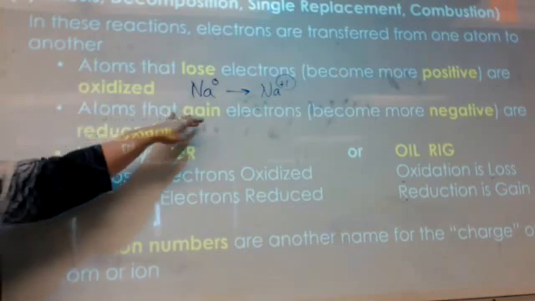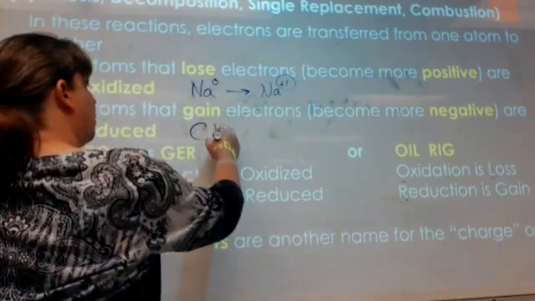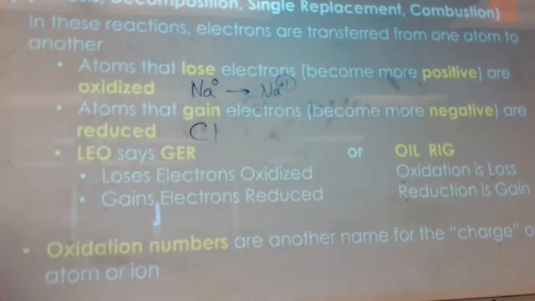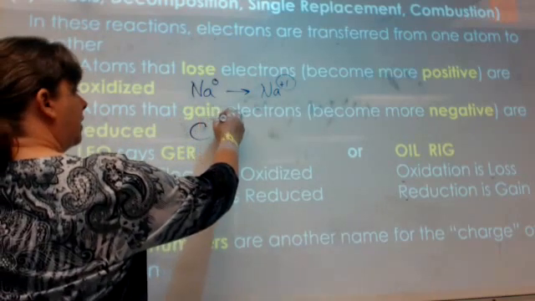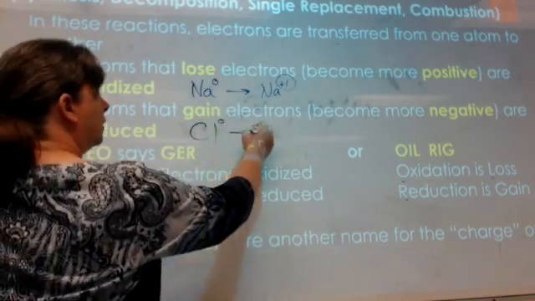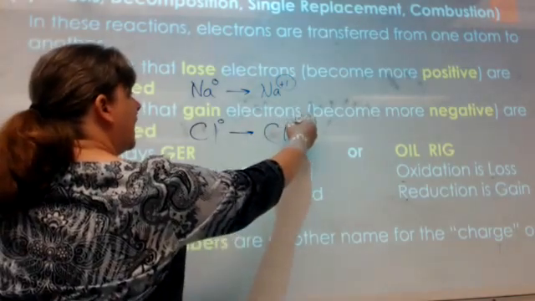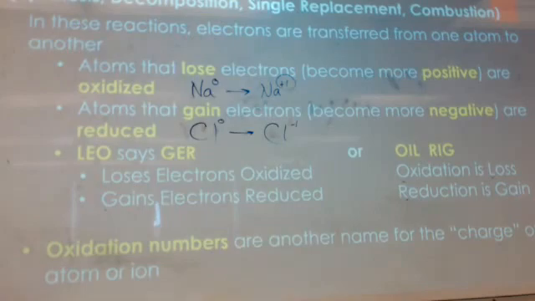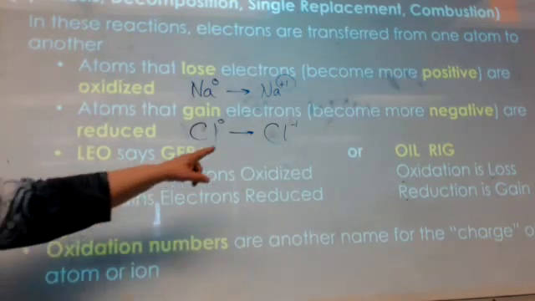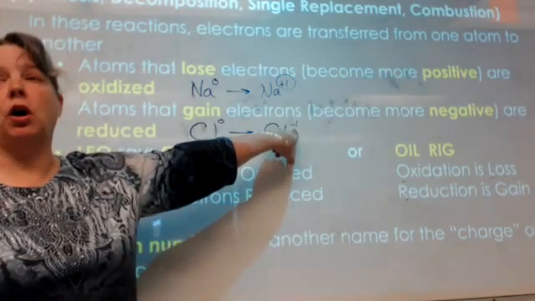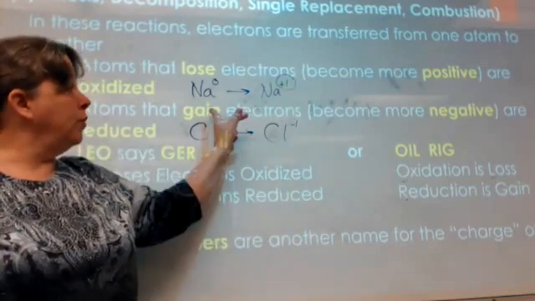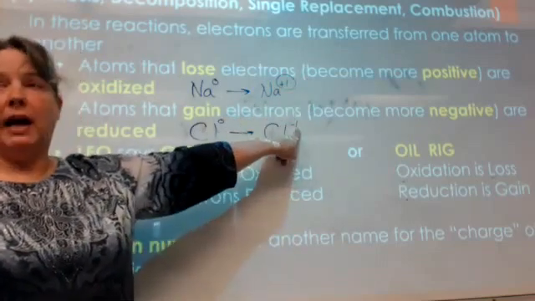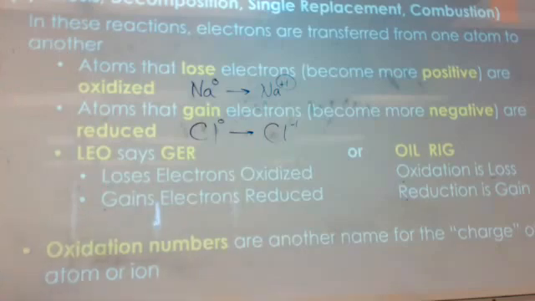An atom that gains electrons, for example chlorine, as an atom is 0, but when it gains an electron, because it will gain an electron when it bonds with sodium, it becomes a negative charge. So when you gain electrons, you become more negative, and that means you are reduced.